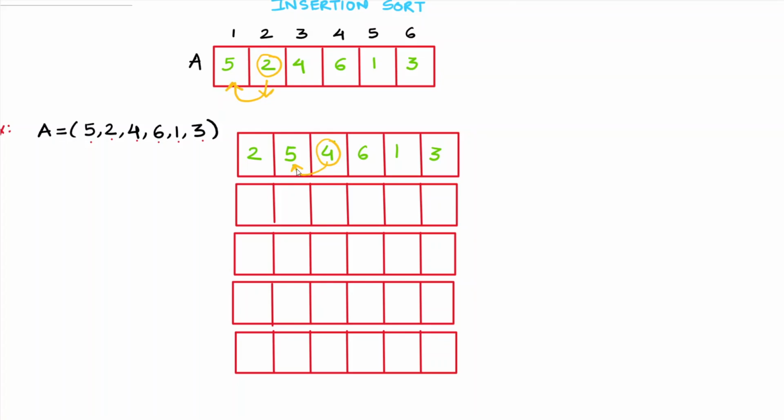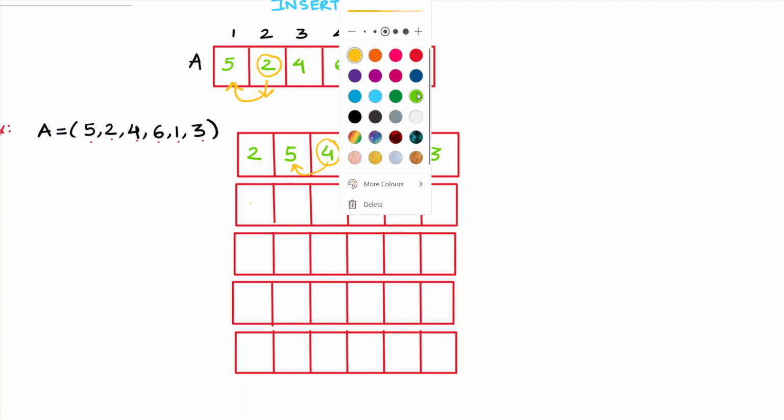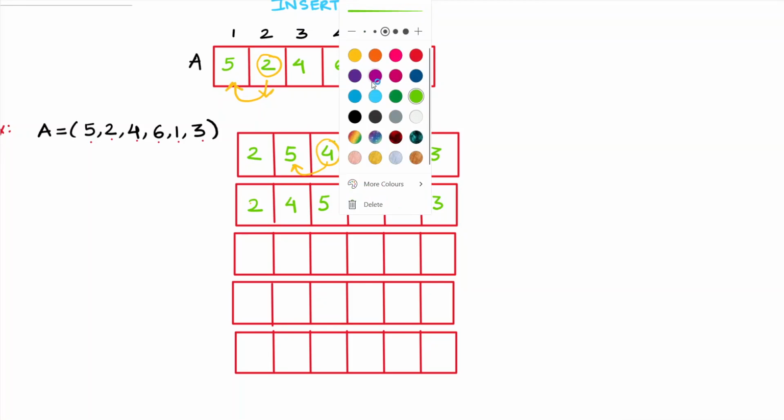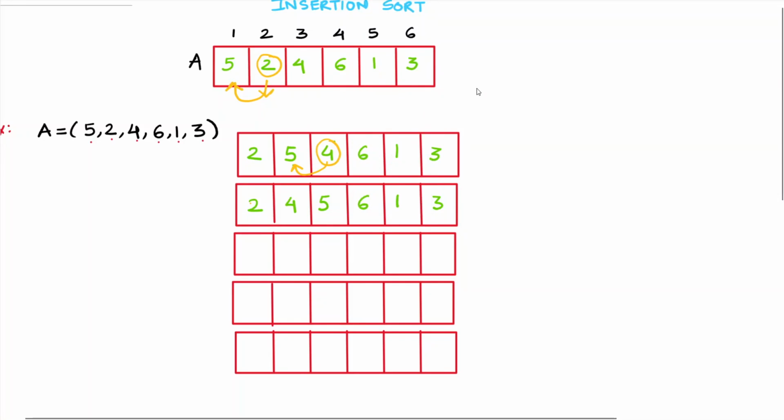Now 4 is less than 5, but 4 is greater than 2. That means only one shift is required, not the further shift. So 2 will remain in its position as before. 2 will be in the first position. 4 will come to the second position, followed by 5, then 6, 1, and 3. Okay, so after this step, let's continue further.